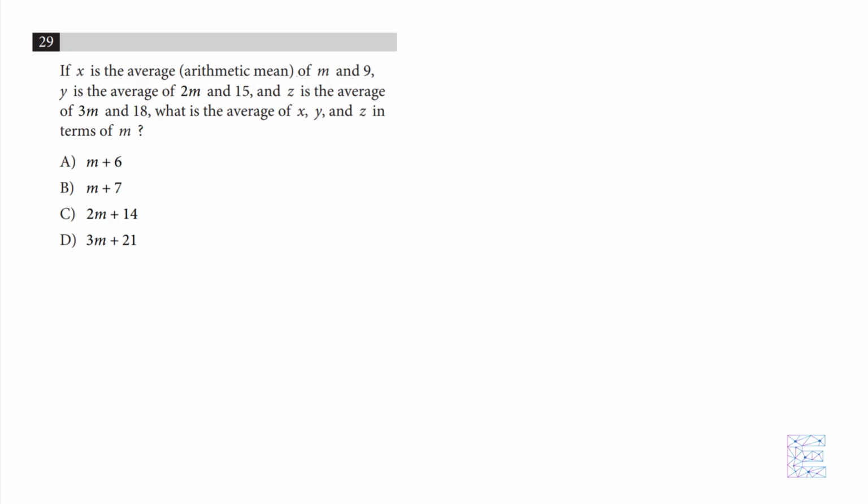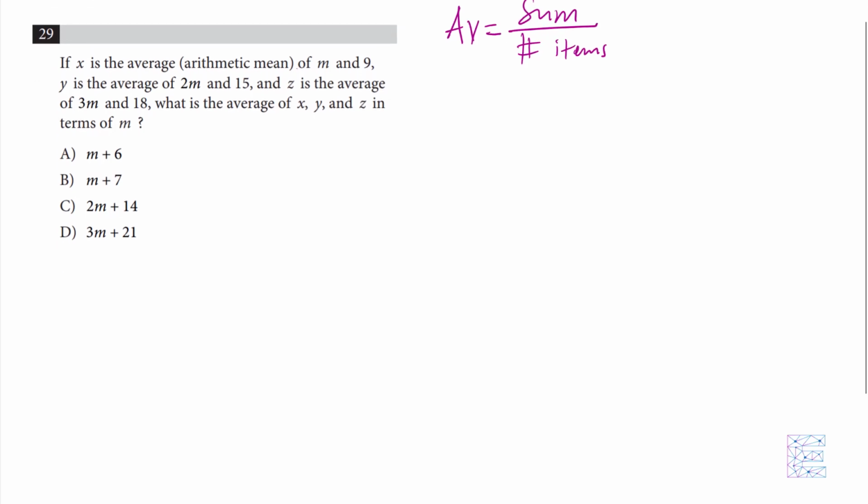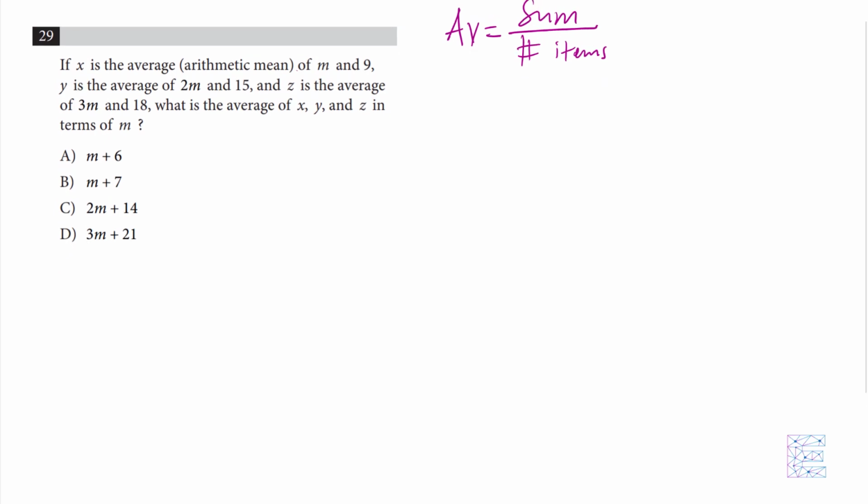Just as a quick reminder, another term for average is arithmetic mean, so don't be surprised if you see that in a question. And now let's remind ourselves that to find the average of anything, you add everything together, the sum of all the things, divided by the number of items that you have. That's the idea behind average. So again, you can see every question has a concept. This one, the concept is average.